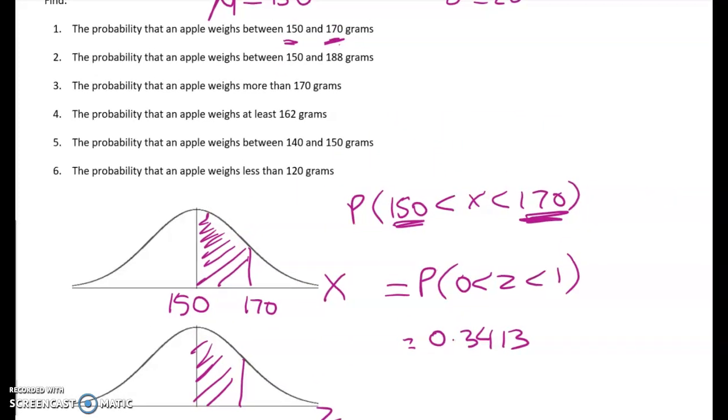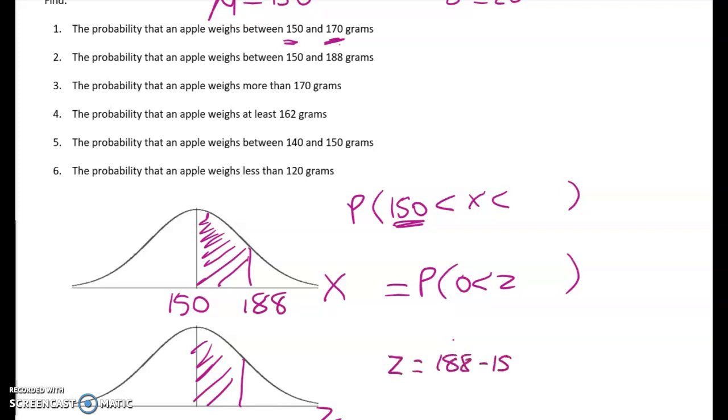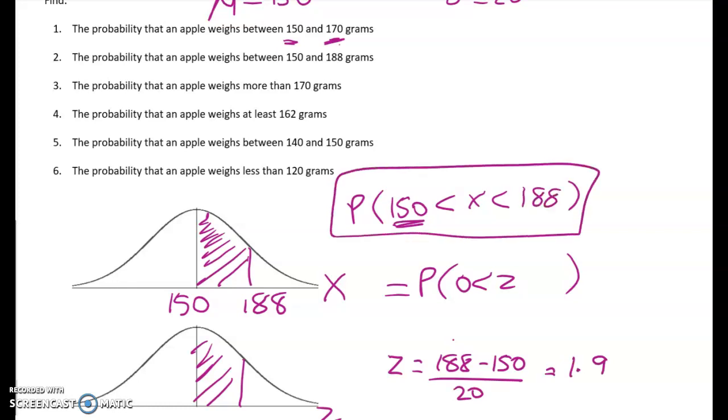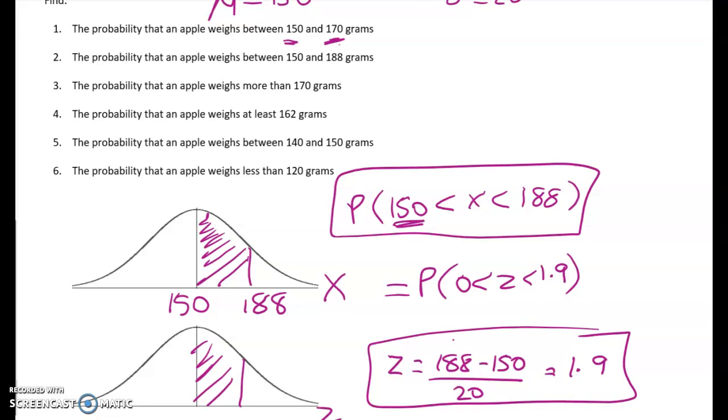Now the second one is the probability that an apple weighs between 150 and 188 grams. So it's very similar to the first one. The difference here is that the Z value is going to be something a bit messier. So Z is equal to 188 minus 150 divided by 20, which gives me 38 over 20, which is 1.9. So first I write my statement about the probability with X, and then I write it about the probability with Z. And I show my calculation for where that Z value came from.